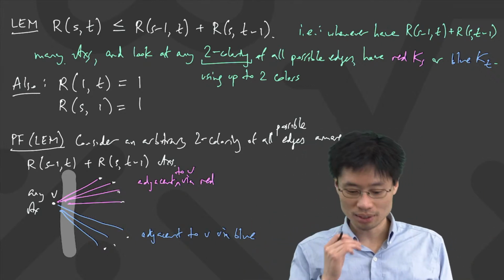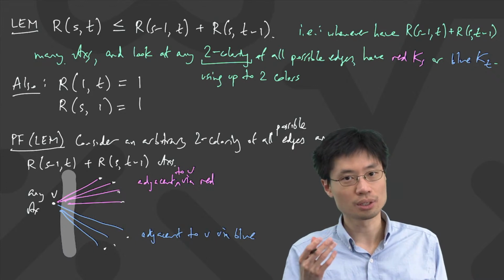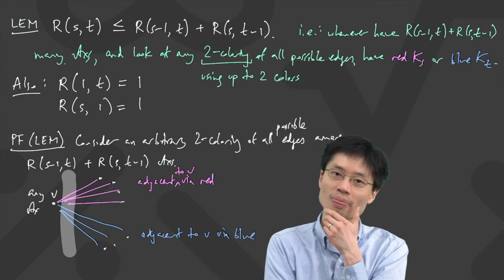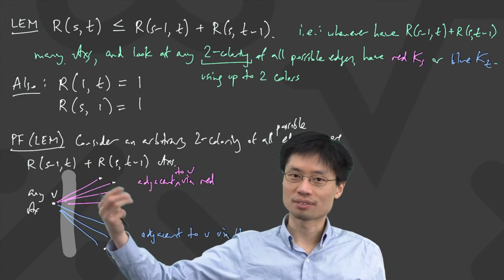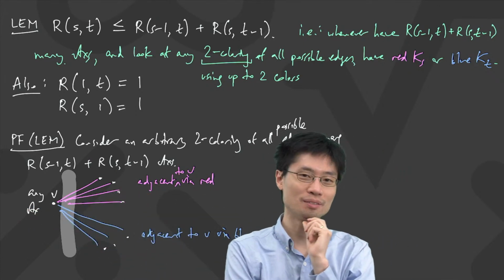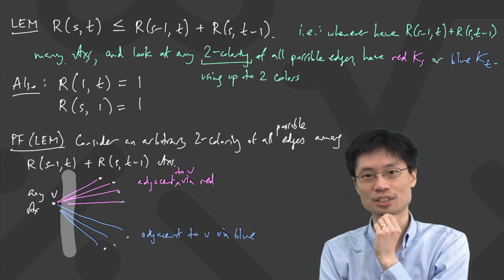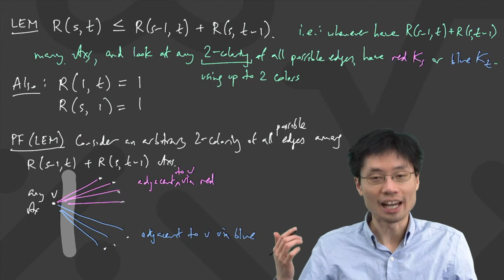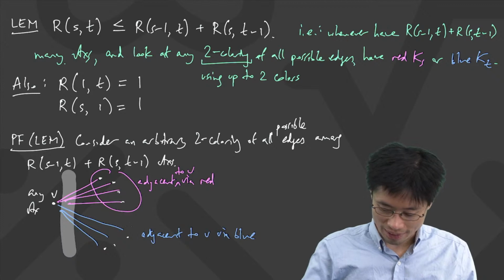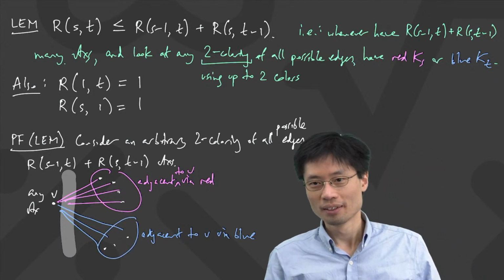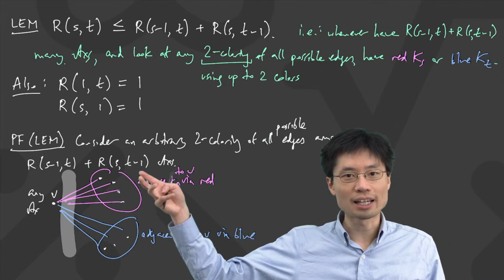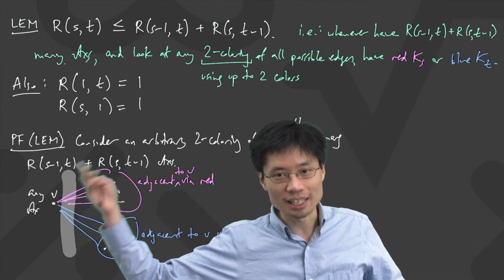Now, how could I possibly use this interesting fact? Well, I'm supposed to conclude that I can find a red KS or a blue KT. How could having a bunch of stuff here which is adjacent to V via red possibly help me? It's going to be really handy that all of these vertices over here, I'm going to select them, are adjacent via red. All of these are adjacent via blue. And if my goal is to get a red KS or a blue KT, somehow the fact that in this zone they're all already red to V is handy.